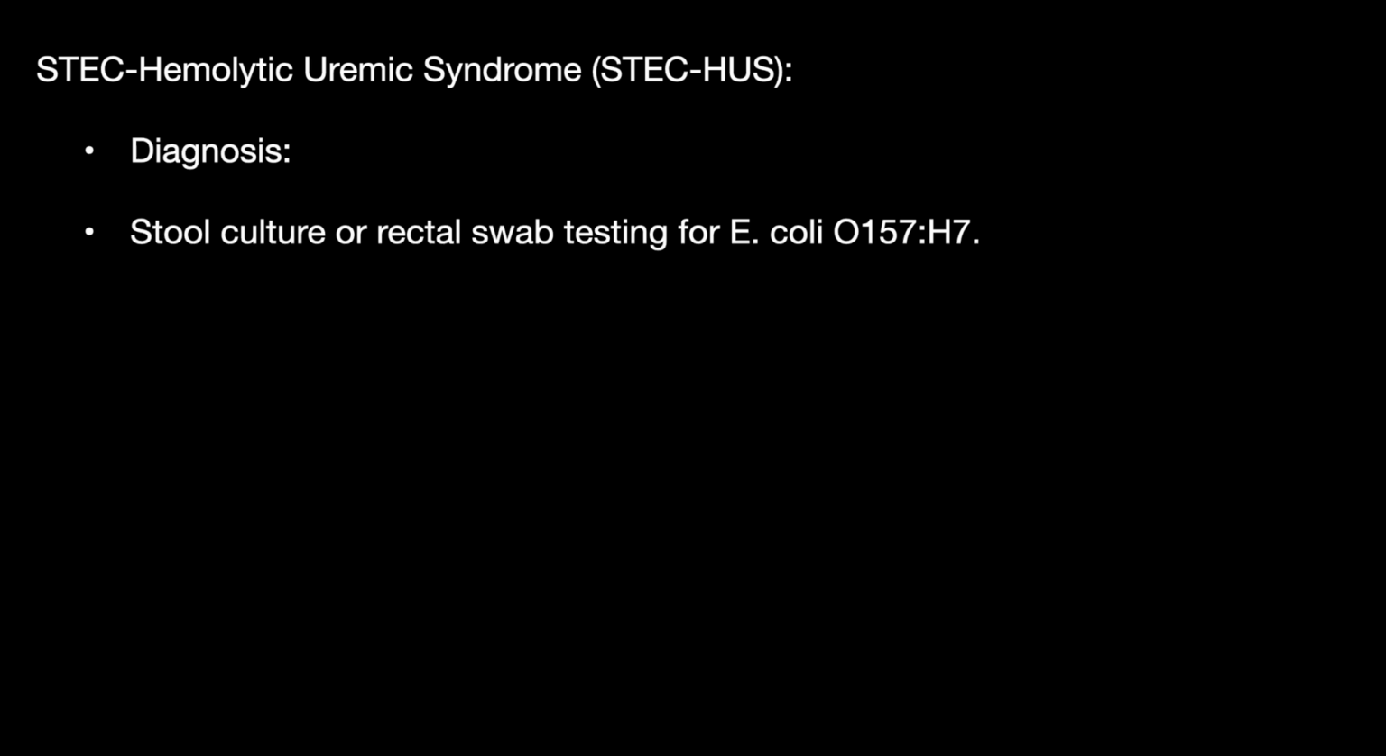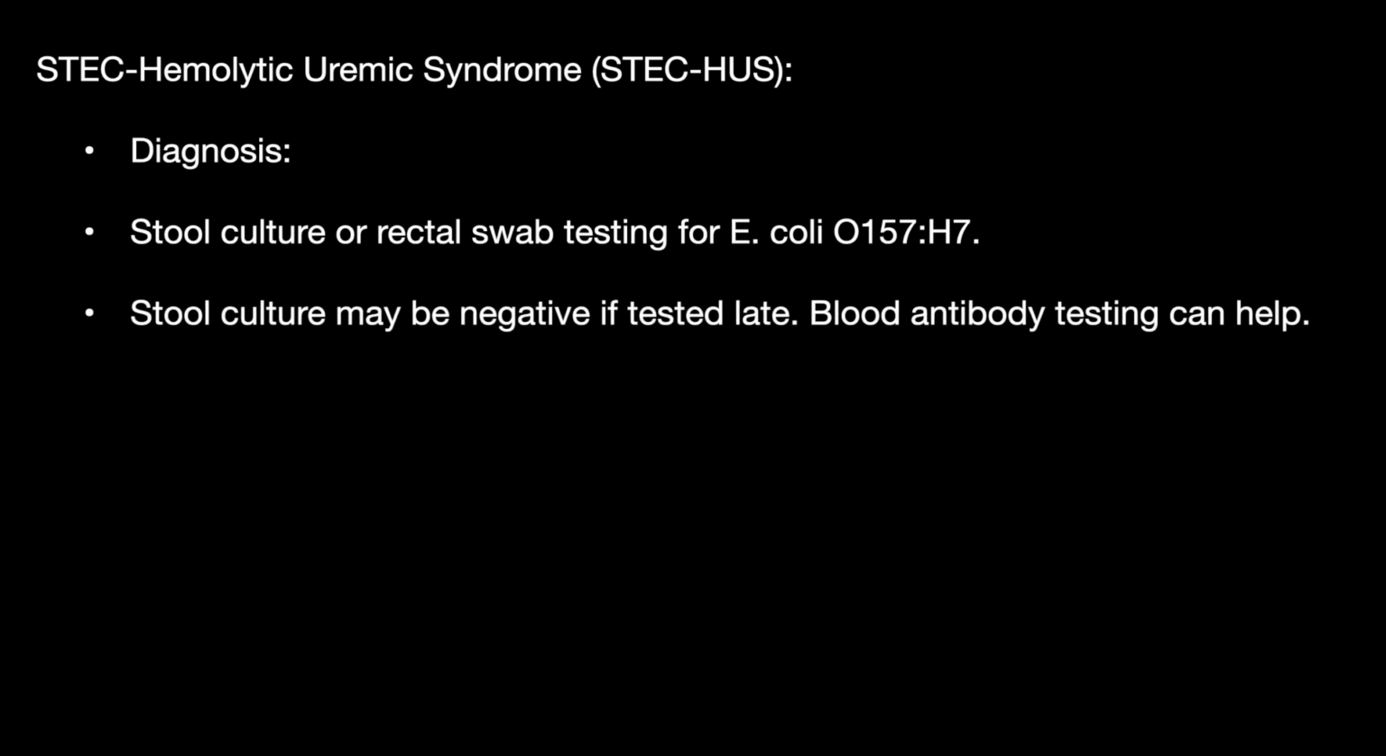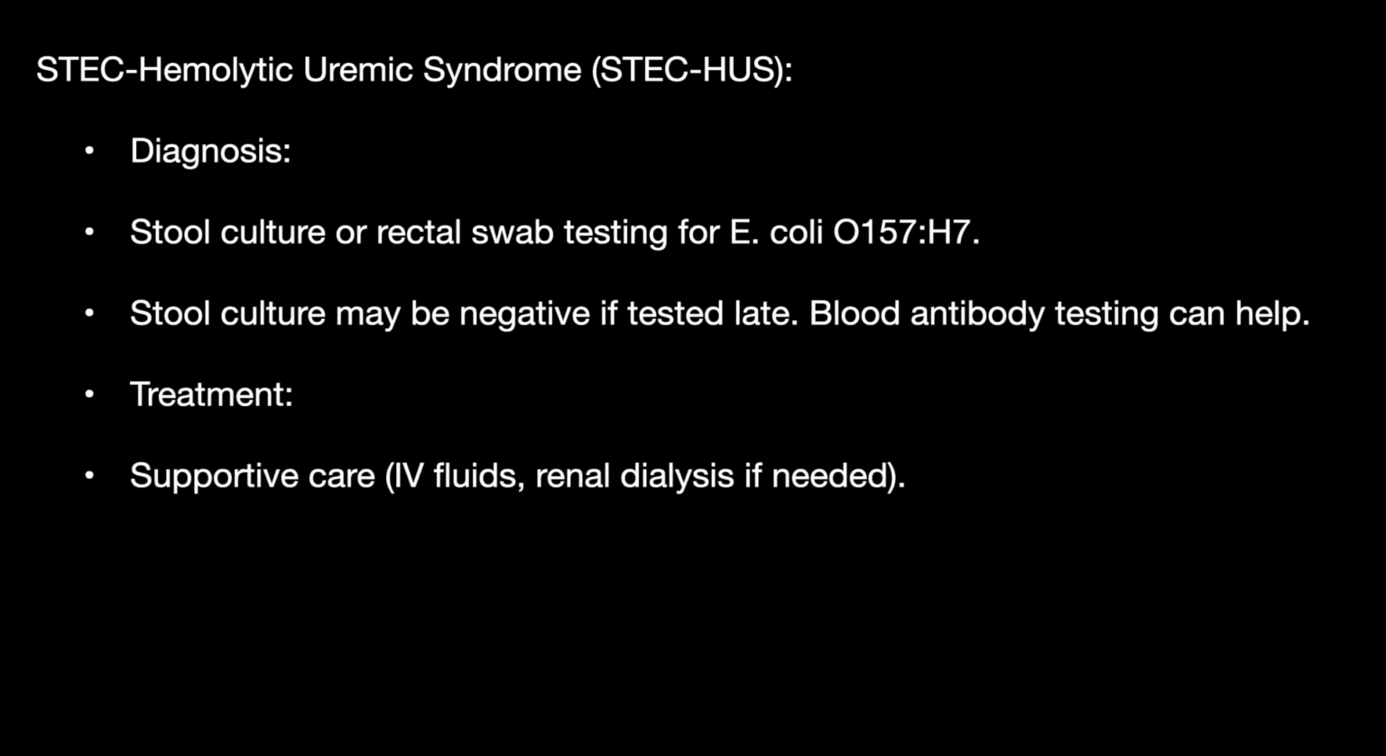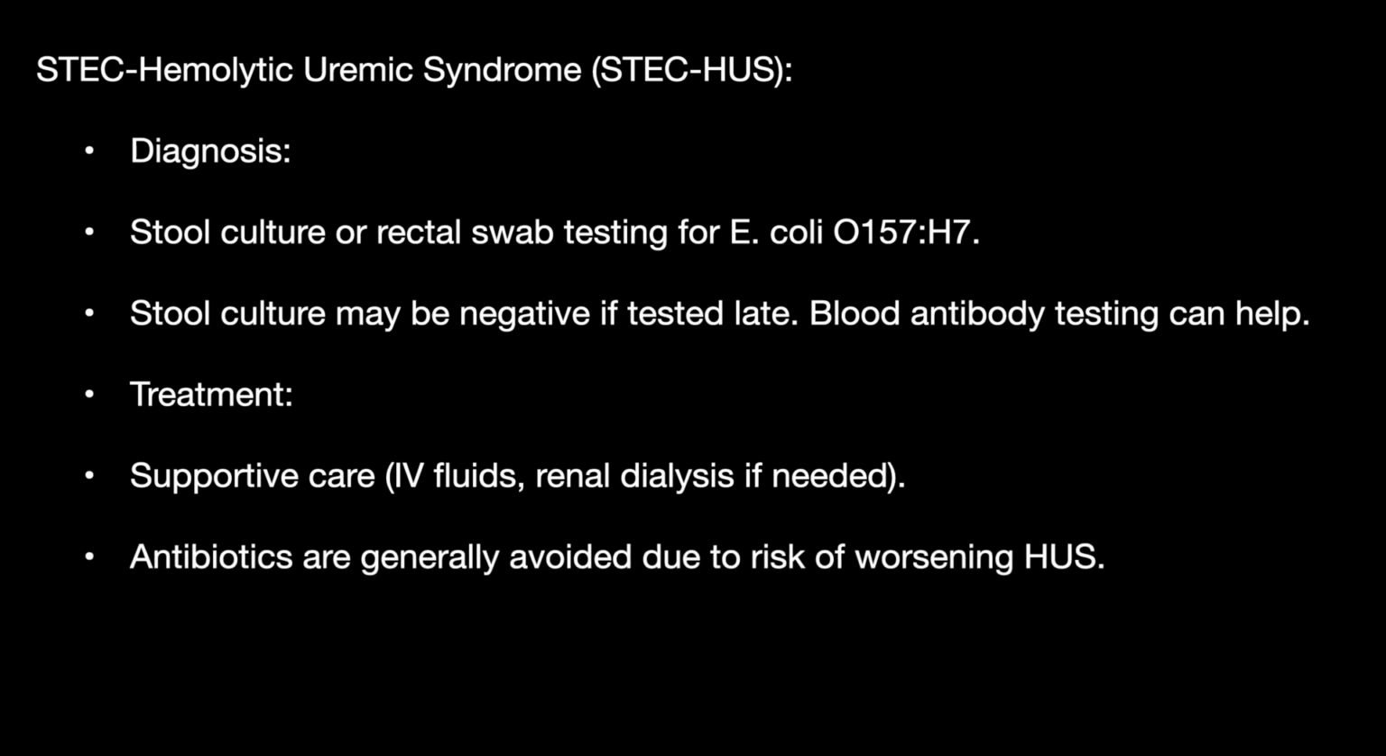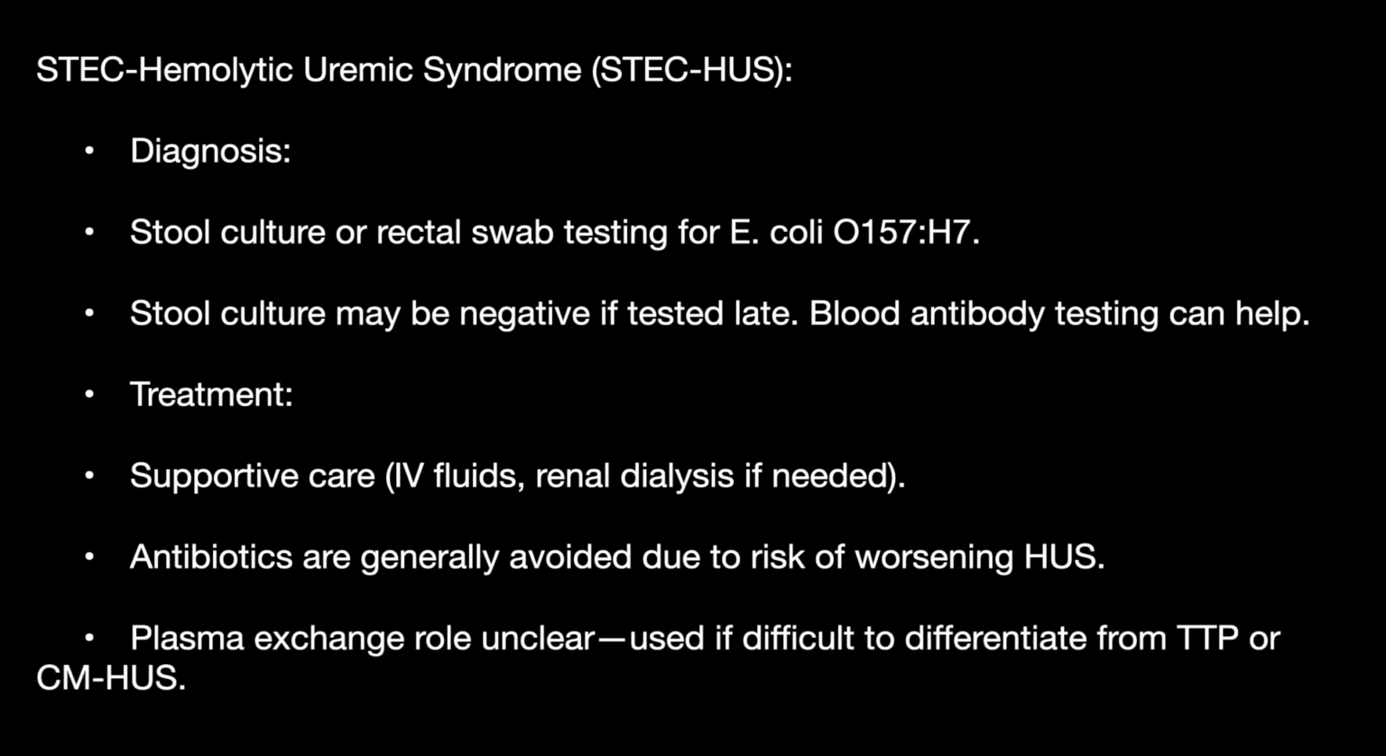Regarding the diagnosis, the culture and the rectal swab testing for the E. coli O157:H7. Stool culture is negative if tested late, so blood antibody testing can help in these cases. Treatment here is supportive. You give fluids. If the kidney is bad, you need to do dialysis. Antibiotics are avoided because they don't really help much, and plasma exchange has no clear role, used if difficult to differentiate from TTP. The thing is, it can have overlapping symptoms with TTP. So if it becomes too complicated, maybe you can go for plasma exchange also.